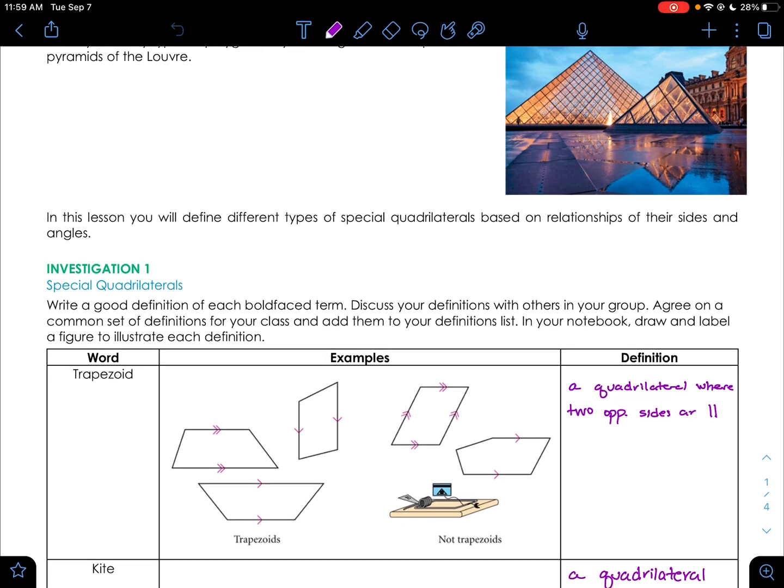You have trapezoids on the left and not trapezoids on the right. The important thing to know about trapezoids is that it is a quadrilateral, again, has four sides, where two opposite sides are parallel. So there are exactly two sides that are parallel, and they are opposite of each other. The other two sides are not parallel.